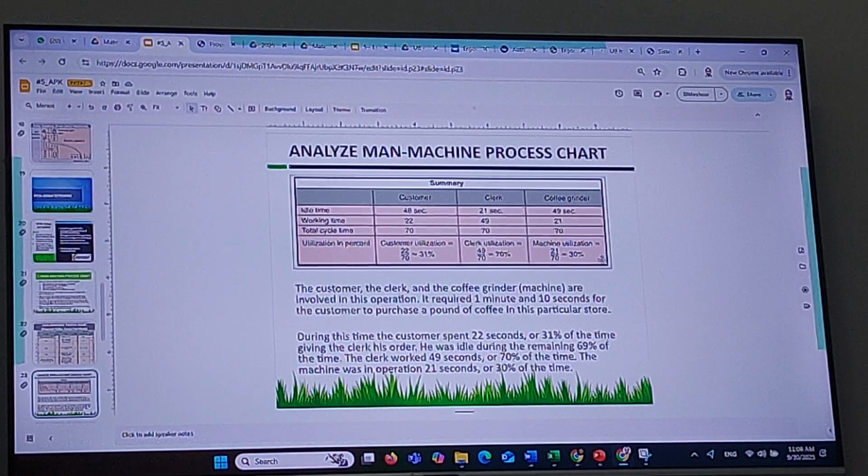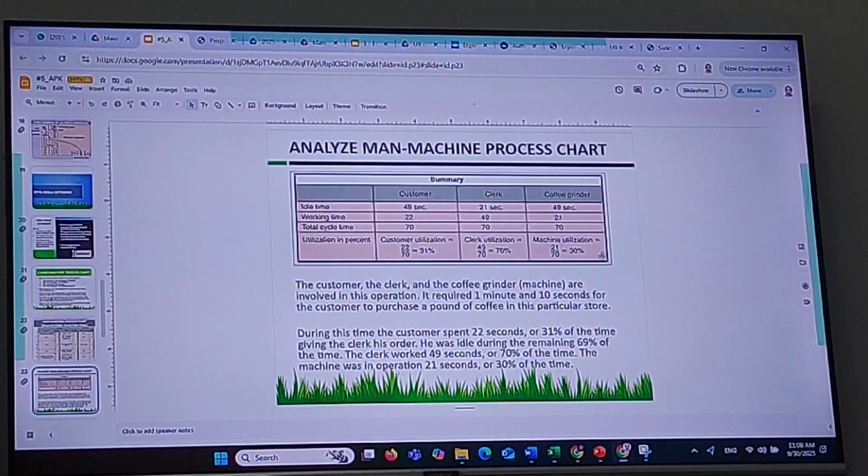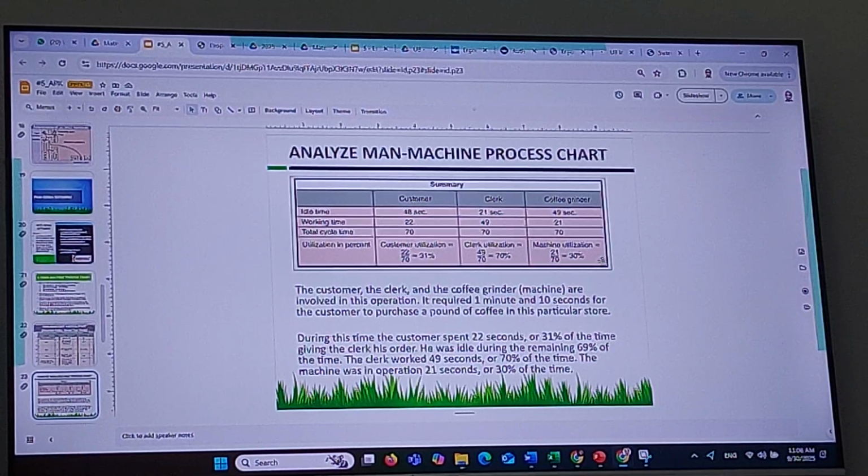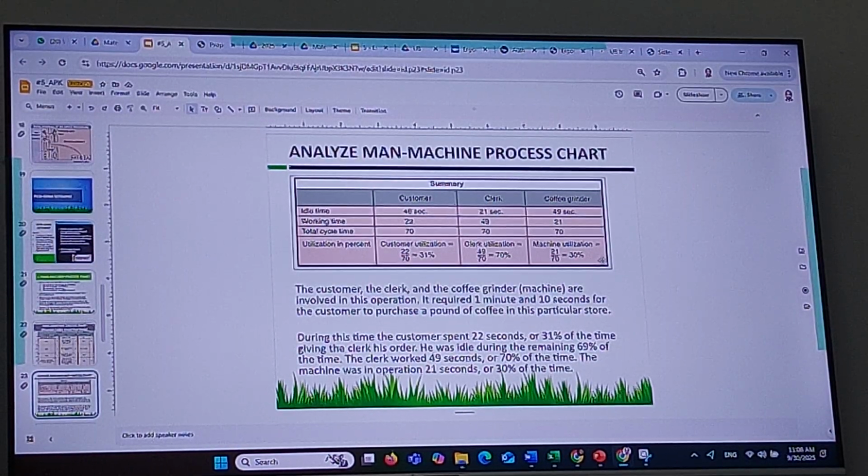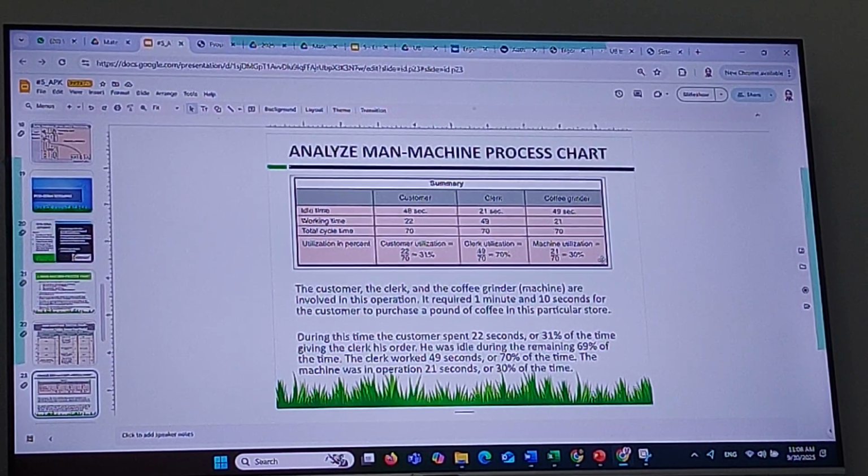So it's easy for us to calculate. Oh, this one has a lot of idle time, I can shift it here. Oh, the utility of this machine is only 30%. So if we want to add more clerks or baristas, it's possible because the machine utility is only 30%. Okay?